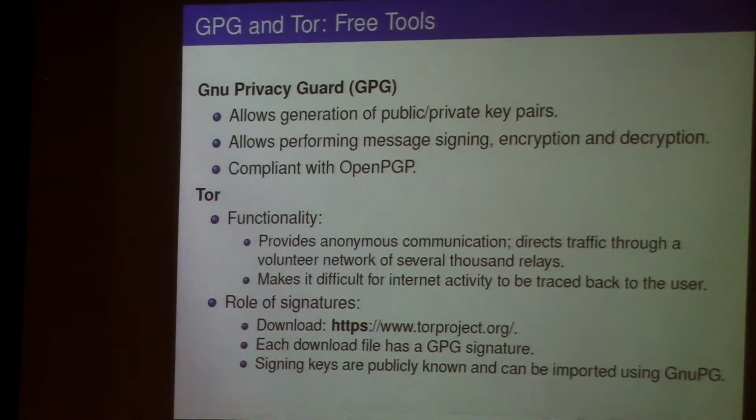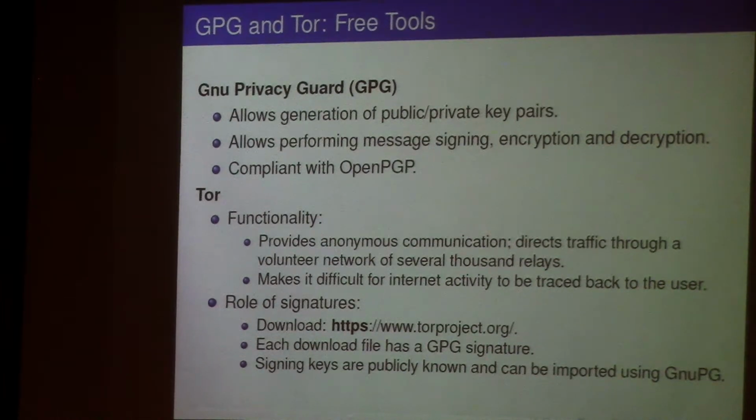The functionality of Tor is really to provide privacy or anonymous communication. It directs traffic through a volunteer network of several thousand relays. So if a particular user is browsing the net, it tries to prevent somebody from knowing which sites that user is visiting. Well, that's actually a different application. Now, why do I bring it up in the context of digital signatures? It is for the following reason.